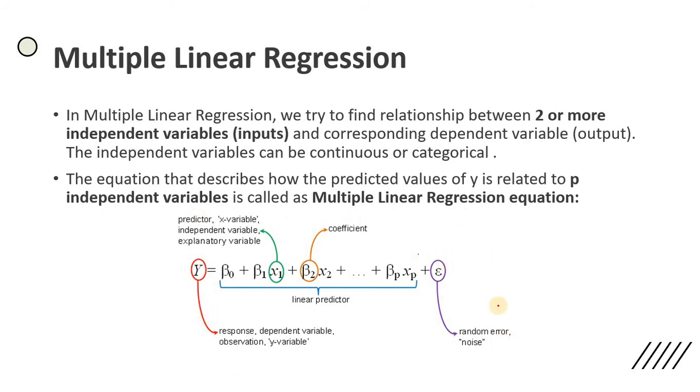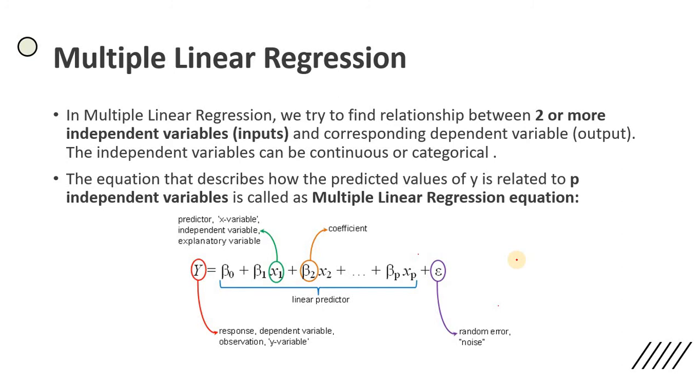In multilinear regression we try to find the relationship between two or more independent variables and the corresponding dependent variable. The independent variables can be continuous or categorical. Continuous means a numeric value. Regression is mostly used where the value is numeric. The predicted value is numeric.